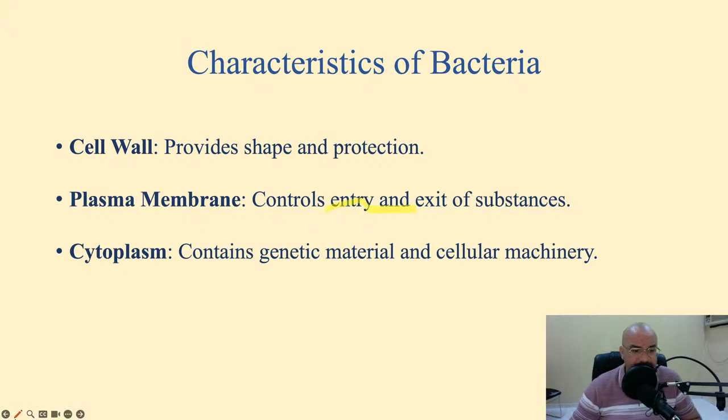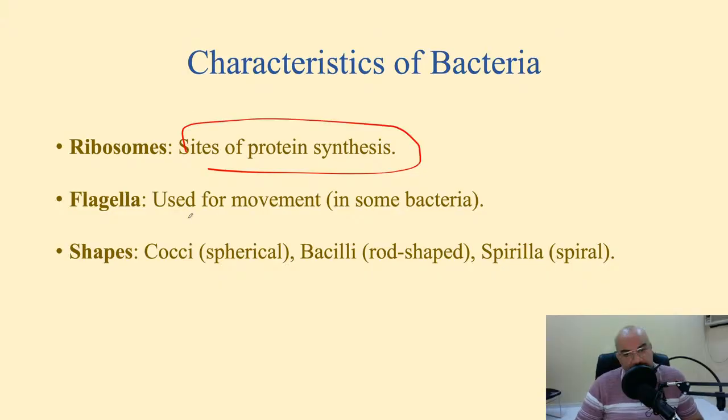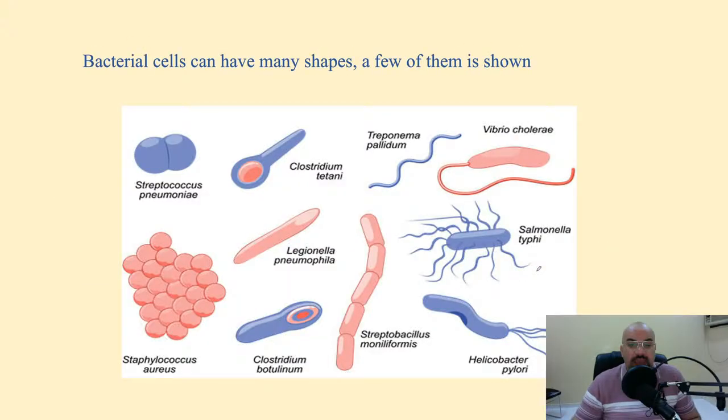It's important for a lot of items related to the antimicrobial aspect. There is the cytoplasm, which contains the genetic material and cellular mechanisms. There are also the ribosomes, which are the site for protein synthesis. And there are the flagella, the movement part in some bacteria. As we said, the shapes, which come from the cell wall, can vary between cocci, bacillus, spiral, and so on. These are the major shapes that you will see in bacteria.